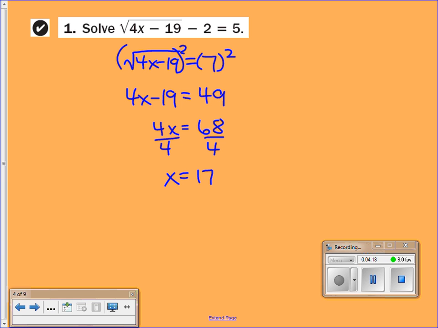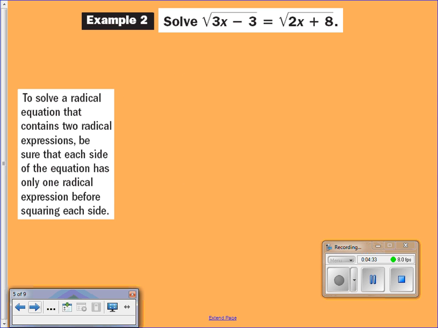All right, x is supposed to equal 17. Let's check to make sure that works. 4 times 17 is 68, minus 19 is 49. The square root of 49 is 7, minus 2 is 5. That answer actually does work. Good job.